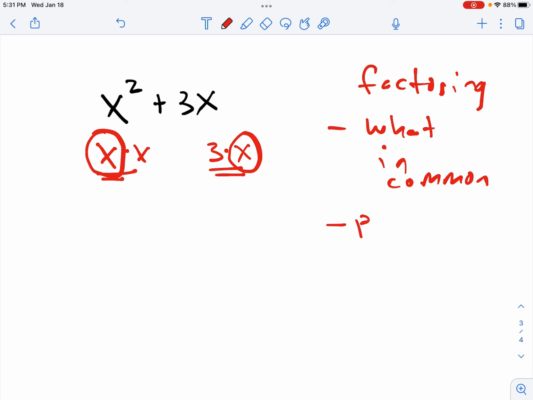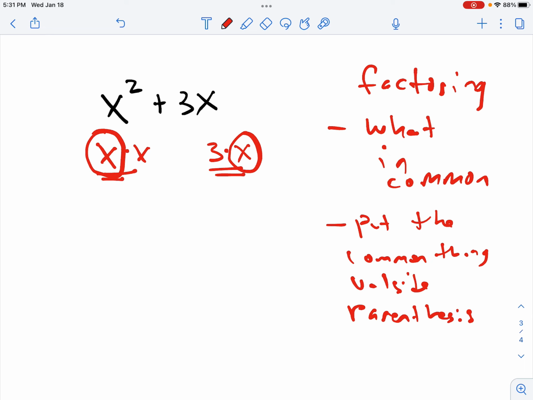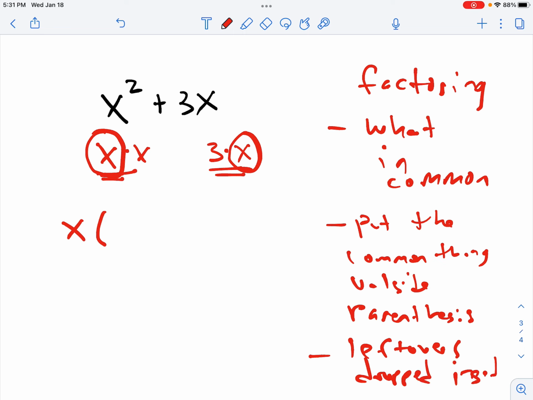The second step is you put the common thing outside the parentheses. So this is what I mean by that. Okay, so they both have an x in common, so we're going to put an x right here. And inside, the leftovers get dropped inside the parentheses. So here's a leftover, going to drop that in. Here's a leftover, going to drop that in. And the plus sign comes straight in like that. So I have x parentheses x plus 3.